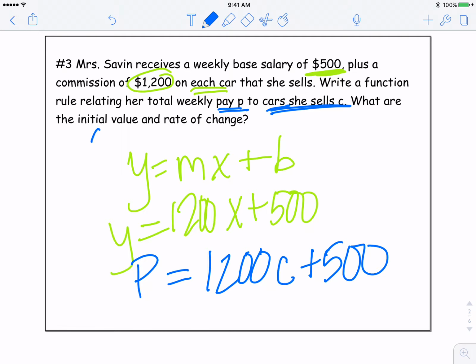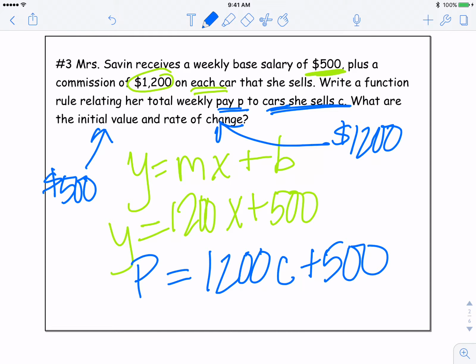Then it asks, what is the initial value? Your initial value is your starting point. She starts out at $500. Her rate of change is that $1,200 for each car she sells.